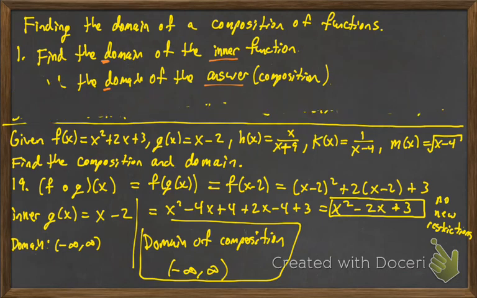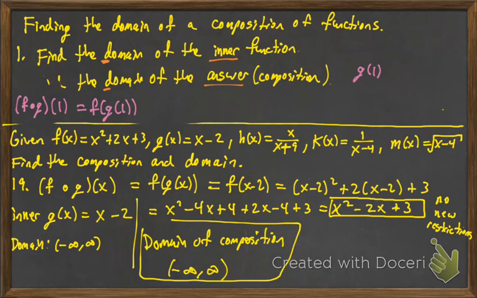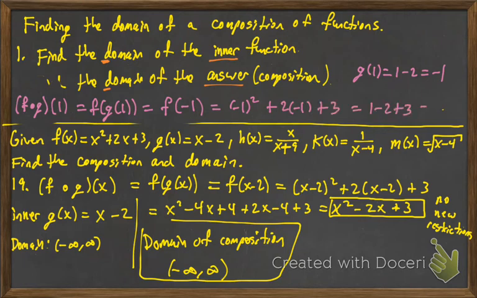Okay, I don't think I have an example built into the notes, but let's do one of these just for fun, just to say that we have an example of doing this numerically. So let's say I have f composed with g of 1. So that's going to be f of g of 1. If I find g of 1, it's going to be 1 minus 2, which is negative 1. So that's going to be f of negative 1, which will be negative 1 squared plus 2 times negative 1 plus 3. So we get 1 minus 2 plus 3, so hopefully my arithmetic's okay. I think that's going to be 2.